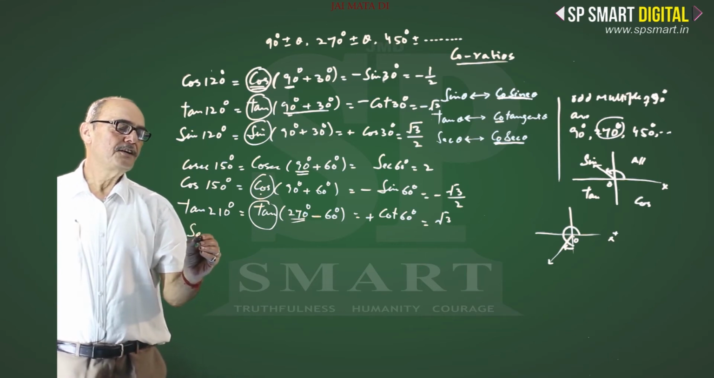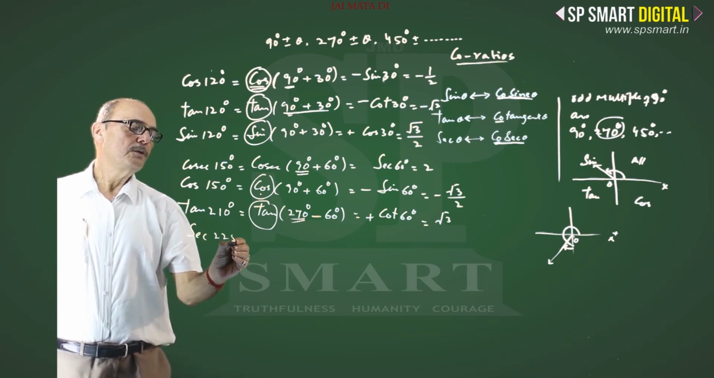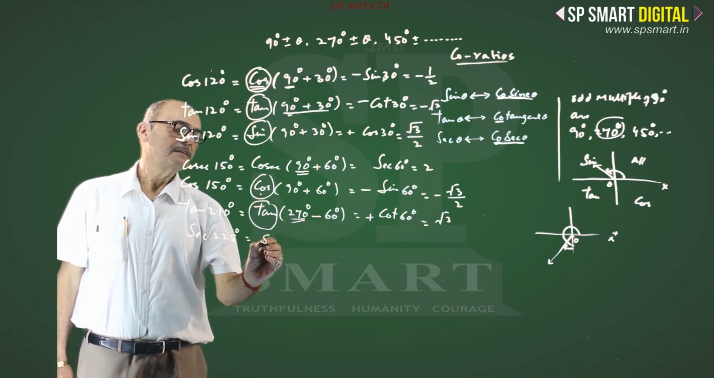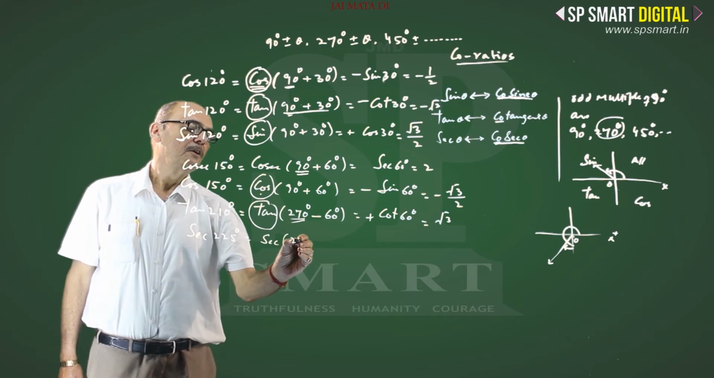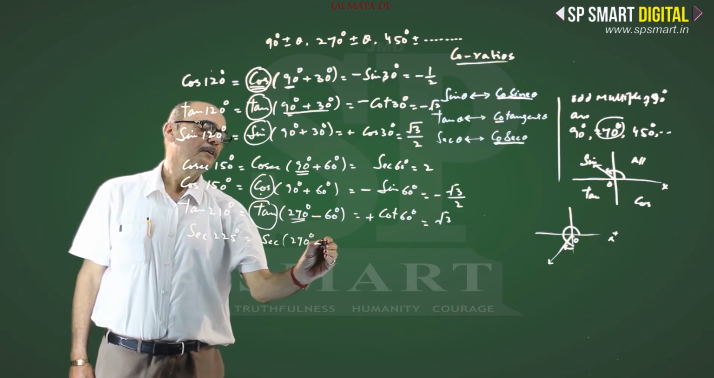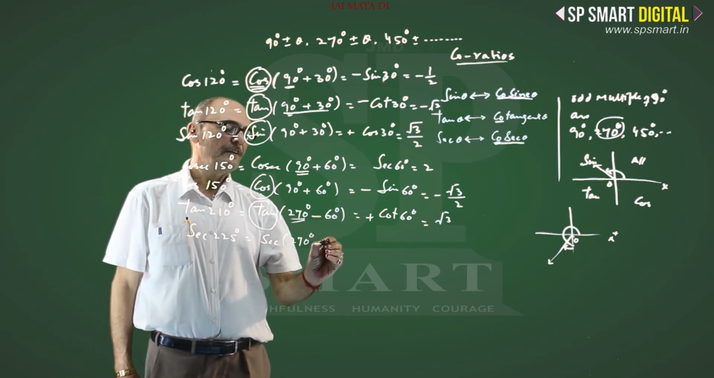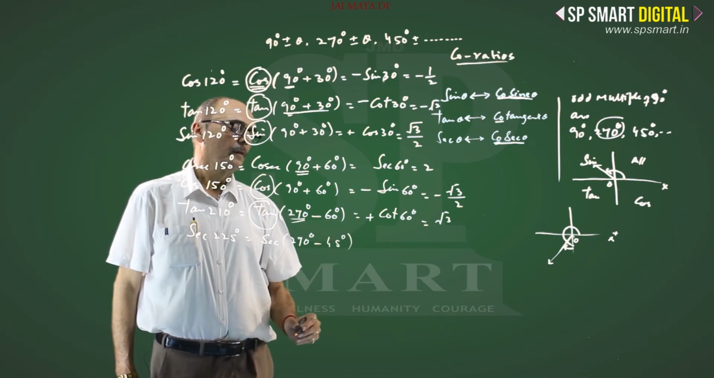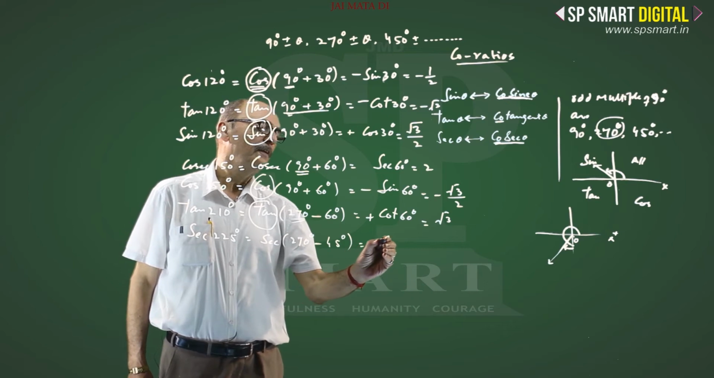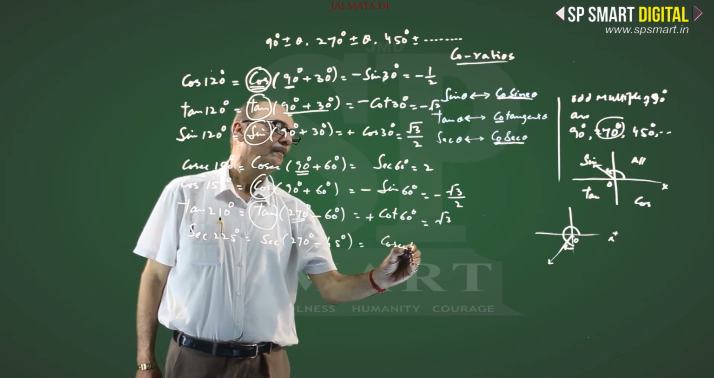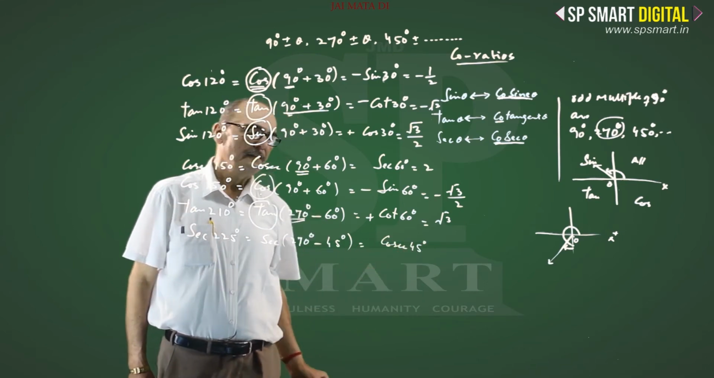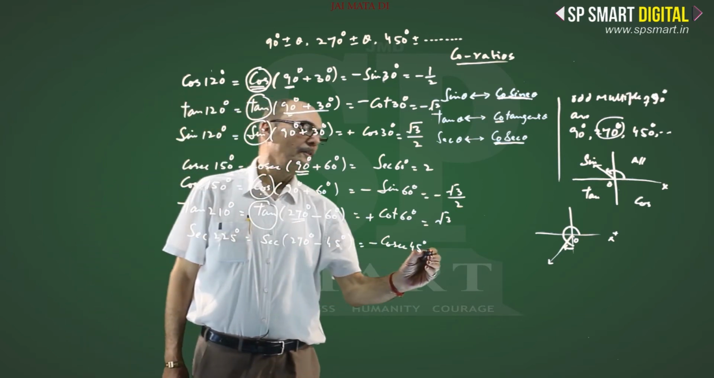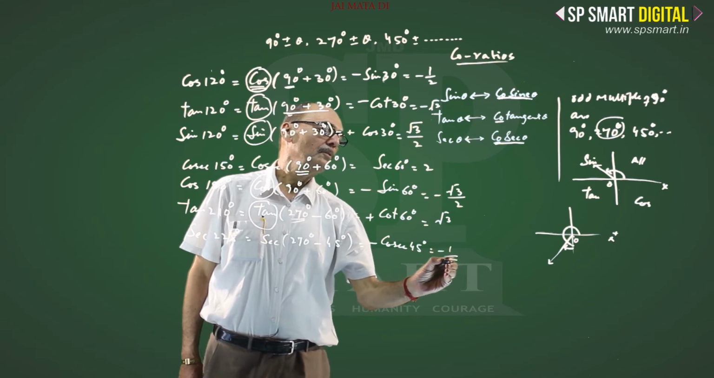Let us find out secant of 225 degrees. Now, this can be written as secant of 270 degrees minus 45, which is equal to cosec of 45, and it lies in the third quadrant where secant is negative. So this is minus 1 by root 2.